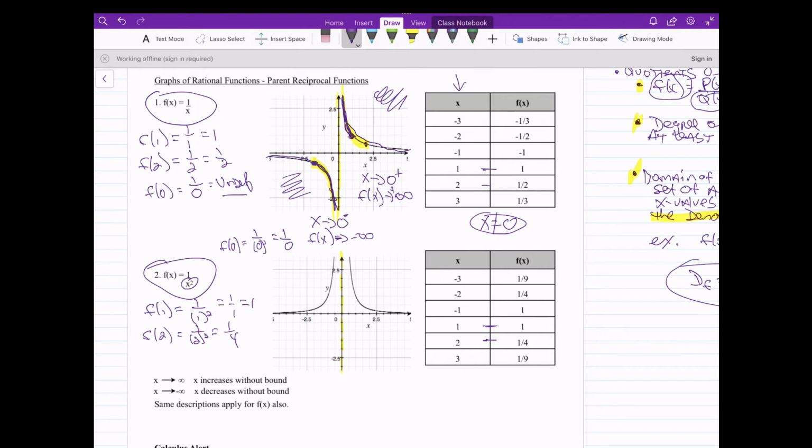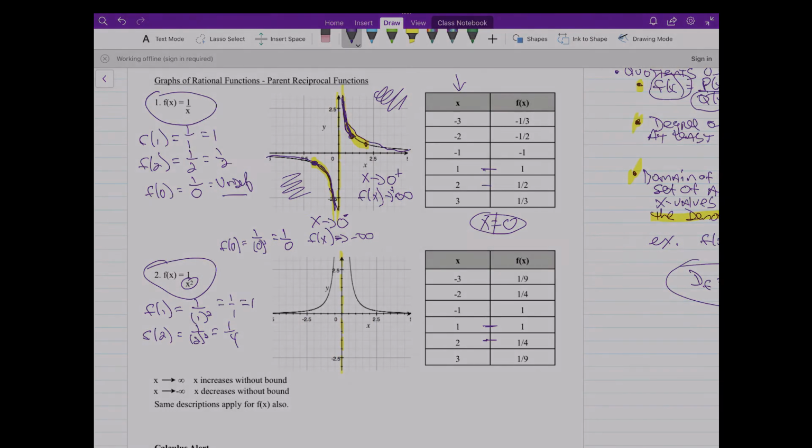We're going to get into that in a little bit when we discuss vertical asymptotes. All right, so that's basically the general shape of these graphs. They're not always going to look exactly like that, but in a lot of cases, you're going to see these opposing branch structures, and they have a variety of different shapes.